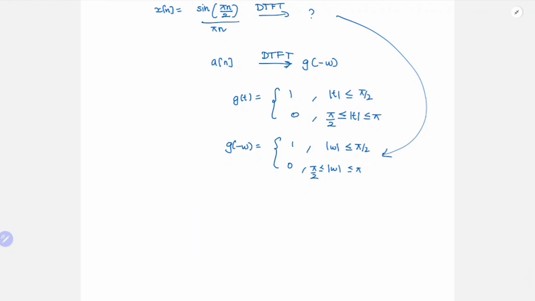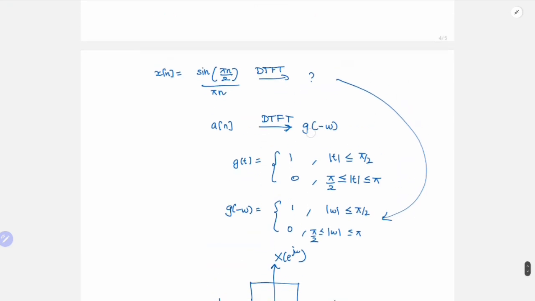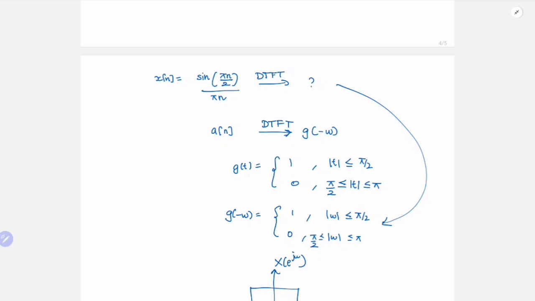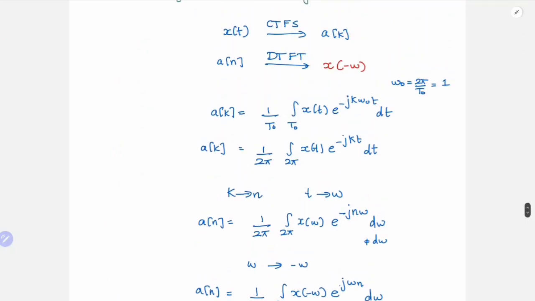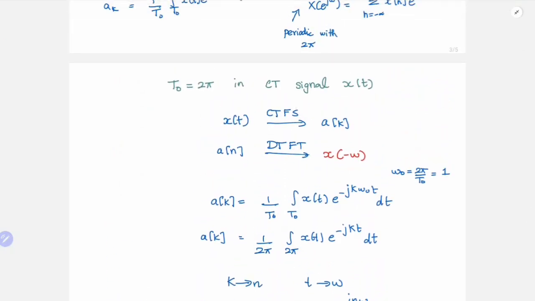So for the signal x of n, how will X of e power j omega look? It will look like this, from minus pi by 2 to pi by 2, and it is periodic with period 2 pi. So this is the power of duality. It may not be fully necessary for you to remember all this, but it is good that you know these things. Looking for symmetries in any problem only simplifies the solution.